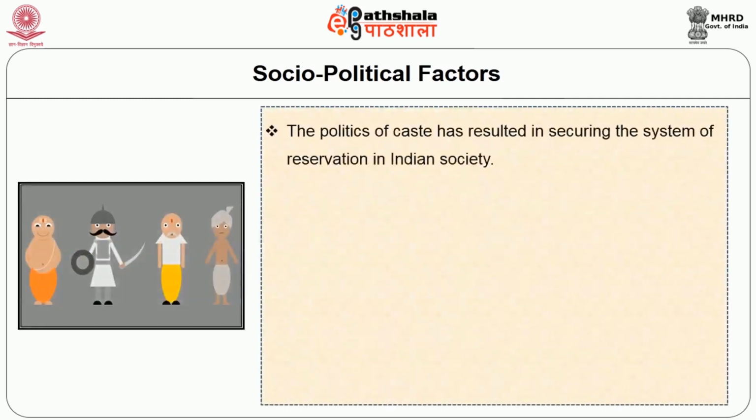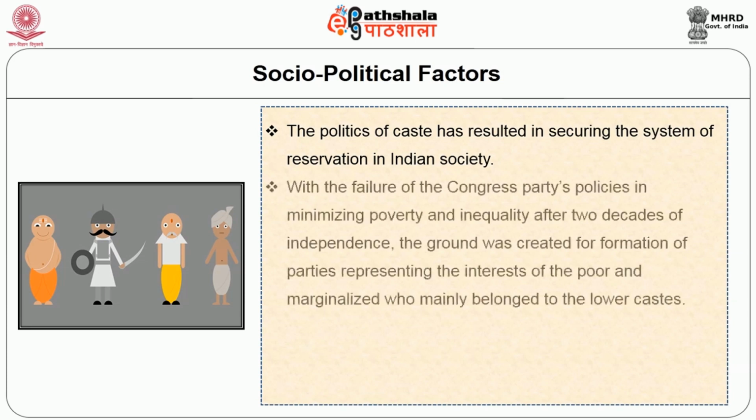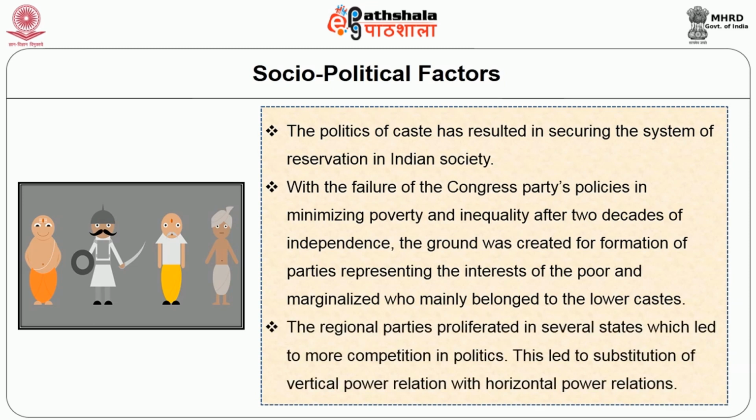The politics of caste has resulted in securing the system of reservation in Indian society. With the failure of Congress parties' politics in minimizing poverty and inequality after two decades of independence, the ground was created for the formation of parties representing the interests of the poor and marginalized, who mainly belong to the lower castes. Regional political parties proliferated in several states, which led to more competition in politics. This led to the substitution of vertical power relations with horizontal power relations.